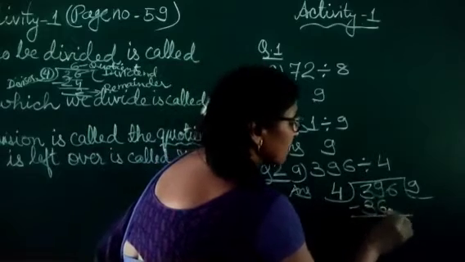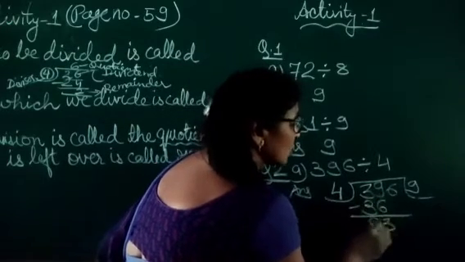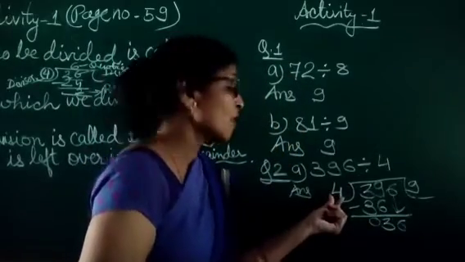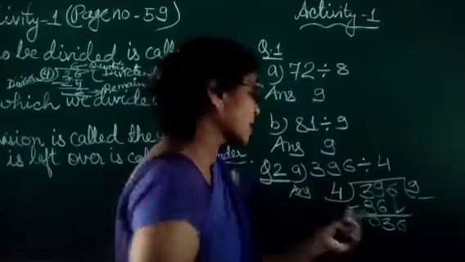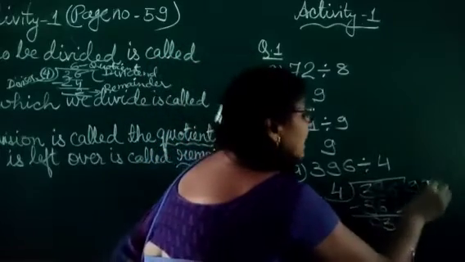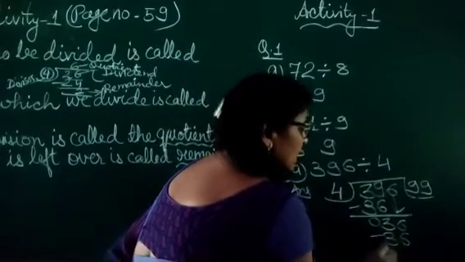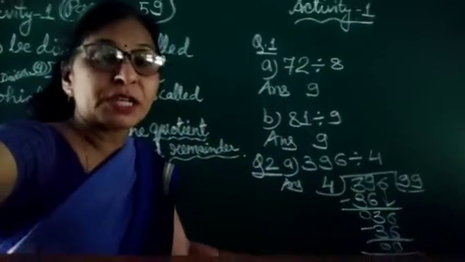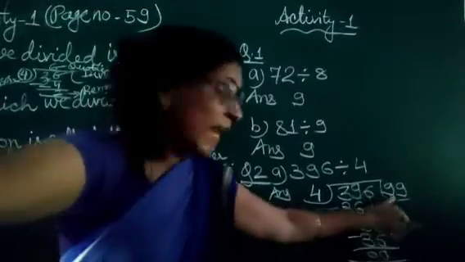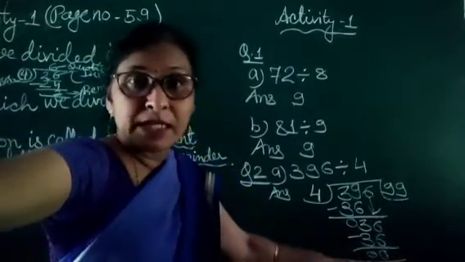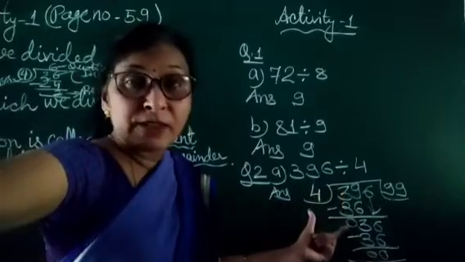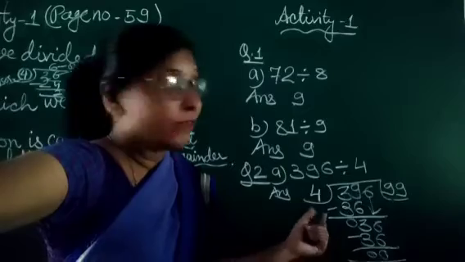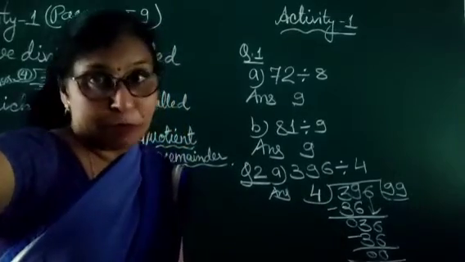Now subtract 9 minus 6, 3, 3 minus 3, 0. Again we write 6. Now we tell the table of 4. In the table of 4, how many times does 36 come? That is 9 times. 4 9s are 36. Write it and put 0, 0. So our quotient is 99 and the remainder is 0. In this way we solve by the long division method. We can solve our problem.